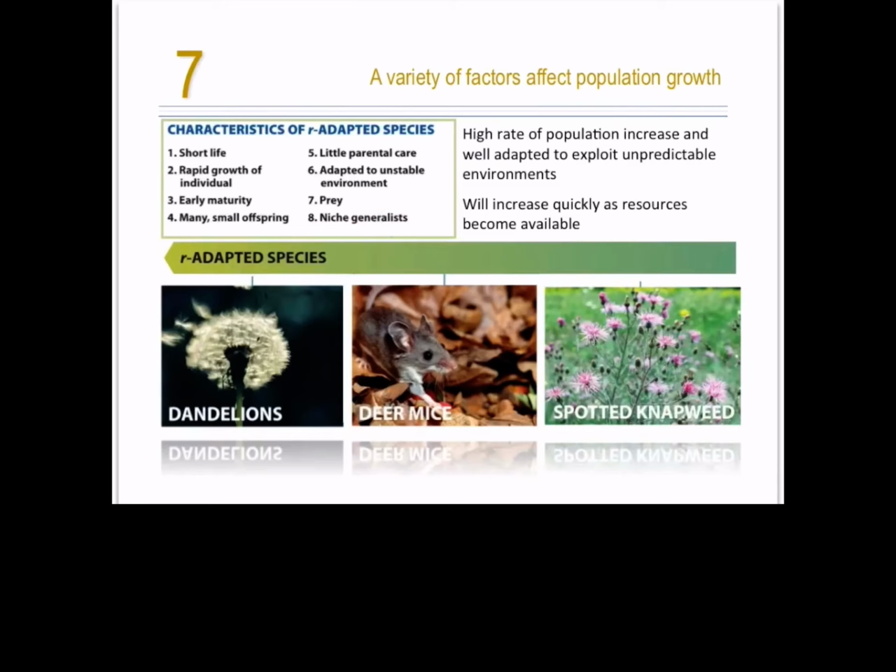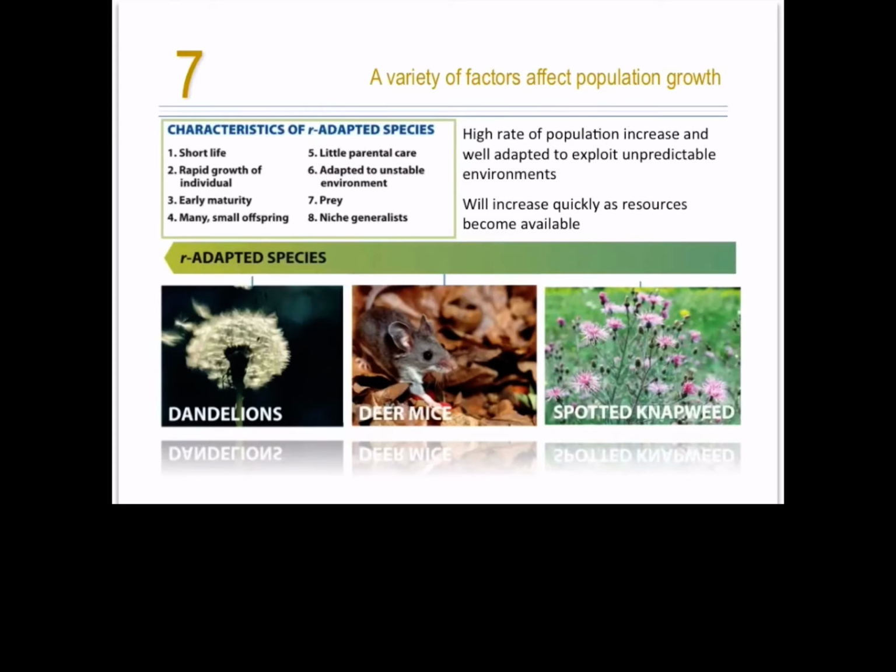They reach sexual maturity very early. They have many small offspring, rapid growth, short lives, and very little parental care, and again, they're adapted to living in unstable environments. Many of these are going to be prey species for other organisms in the ecosystem.